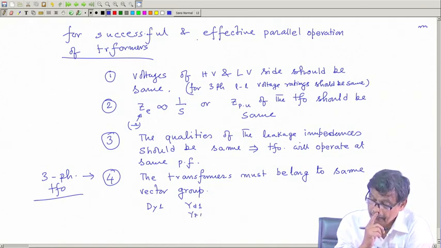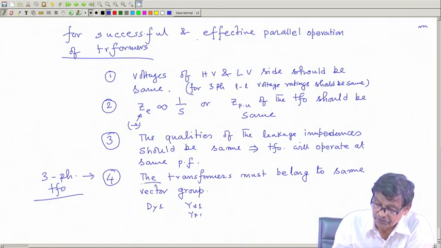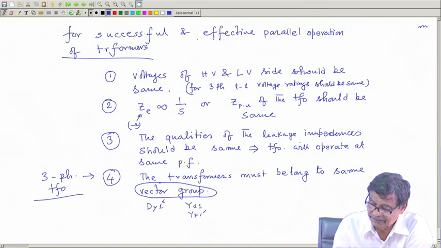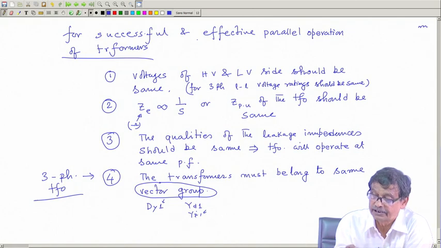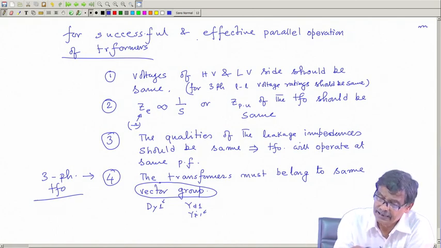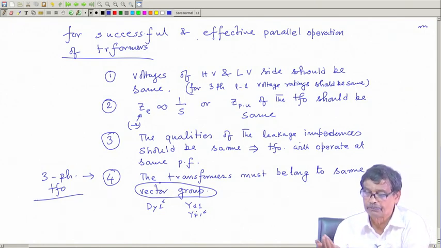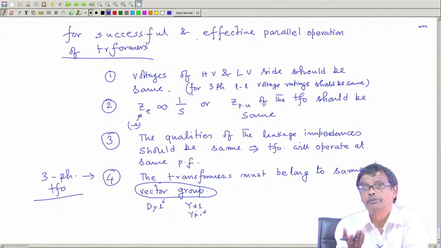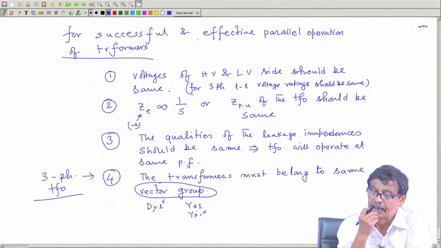Clear? That is, they must belong to the same vector group, that is, these numbers should be same, apart from the fact that the line to line voltages are same. And then for better load sharing, these things are valid, that is, the per phase impedances should be inversely proportional to their kVA ratings, and per unit impedance should be same for both the transformers. Okay.